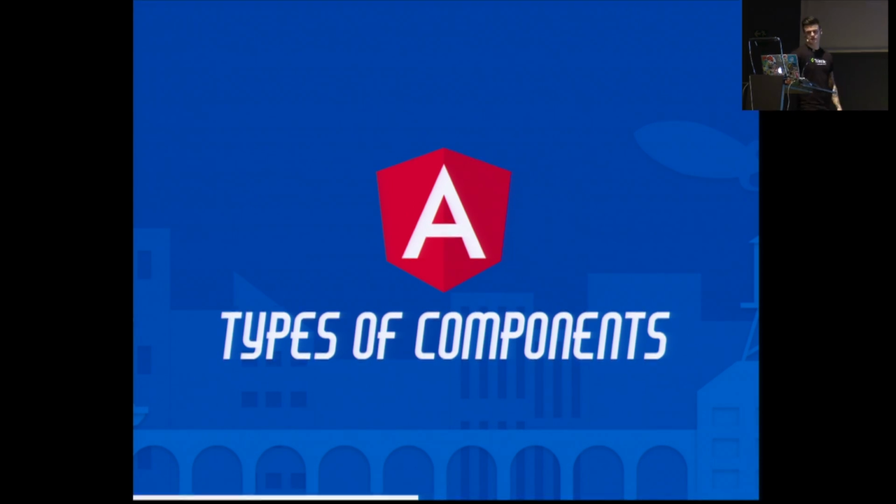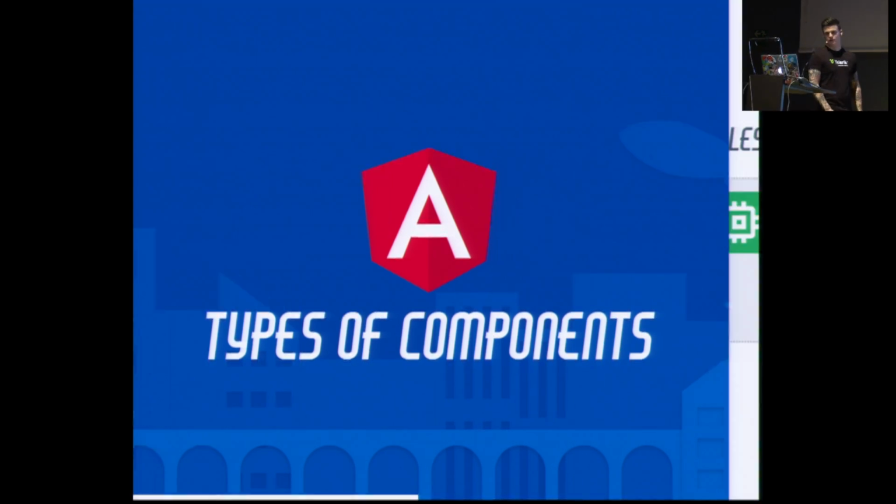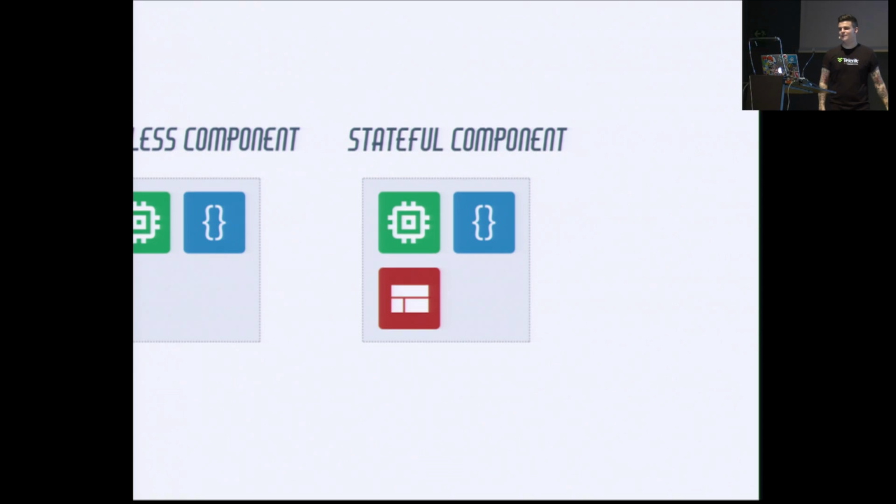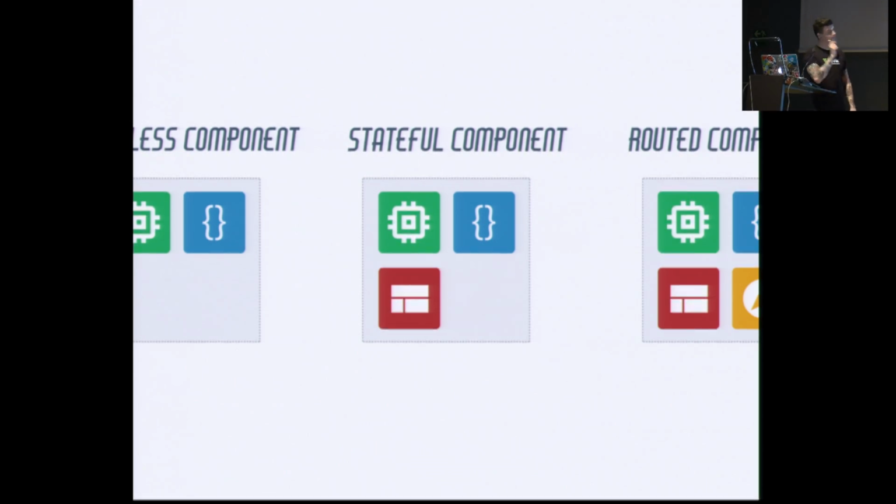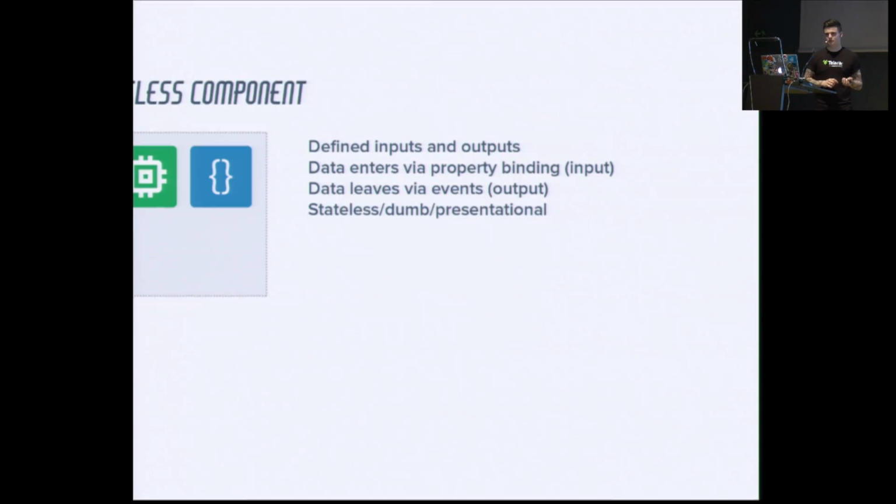So this leads on to the types of components. It says stateless component, stateful component, and then routed component. So we've got three different types of components. I think I can change the resolution, but we won't for now. The main words are in the middle of the screen. So does anyone not know what a stateless component is, or stateful components? Everyone knows stateful. I could skip this bit.